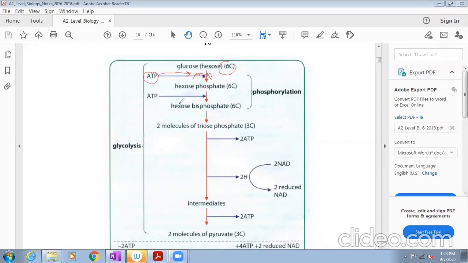Right? Now, up to here, this hexose means a six carbon molecule. Hexose biphosphate, right? This hexose biphosphate will convert into two molecules of triose phosphate. One hexose, and this will be one triose, and this will be another triose. It means one hexose, a six carbon molecule, converts into how much? Two triose, right?